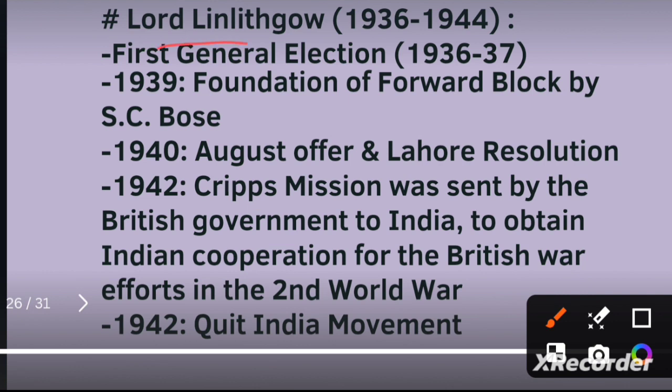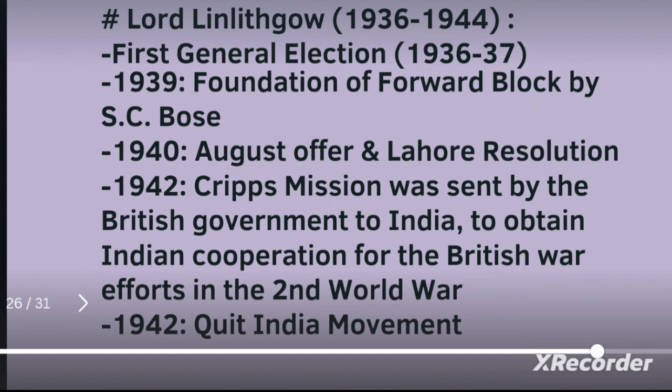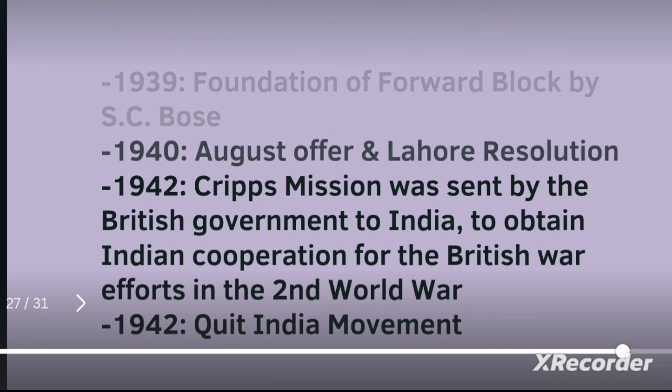Lord Linlithgow, 1936 to 1944. First General Election 1936 to 1937. 1939, foundation of Forward Bloc by Subhas Chandra Bose. 1940, August Offer and Lahore Resolution. 1942, Cripps Mission was sent by the British government to India to obtain India's cooperation for the British war efforts in the Second World War. 1942, Quit India Movement.